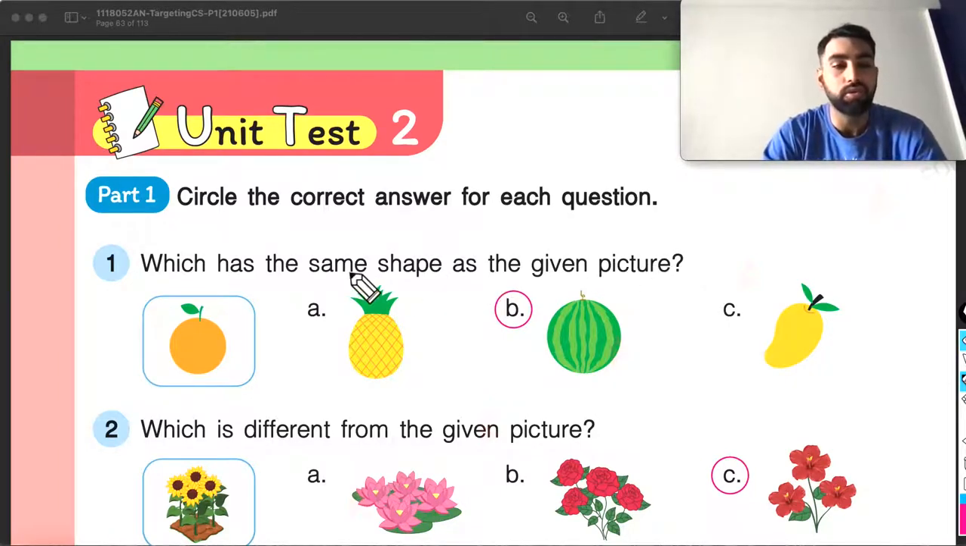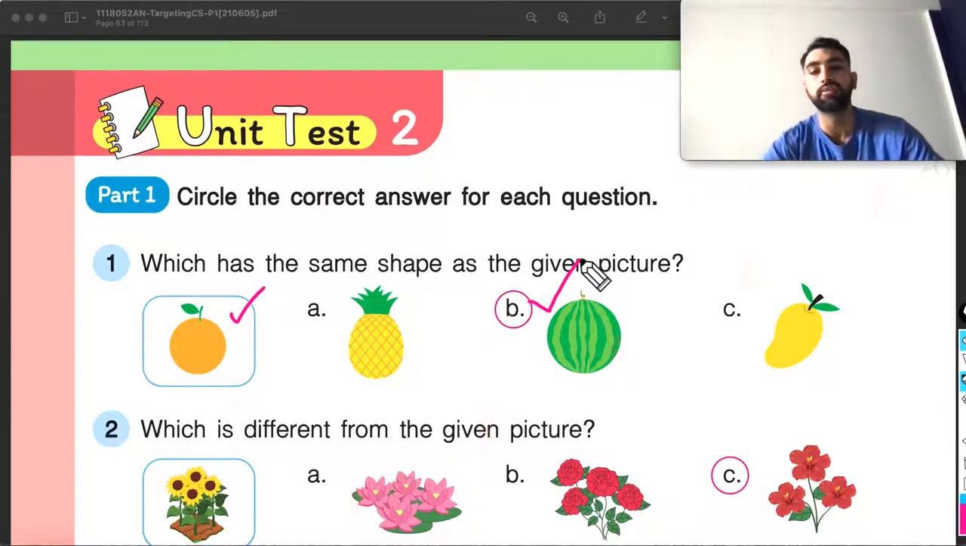So, as you can see, the orange, pineapple, watermelon, and mango. Orange is a circle. Pineapple is not a circle. And watermelon is in circle shape. And mango is not. So watermelon and orange are the same. Okay, this and this. So you have to circle which are the same.